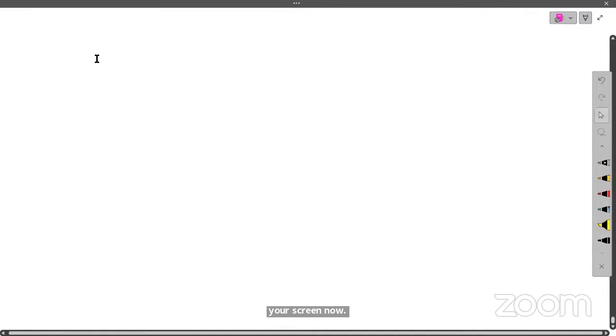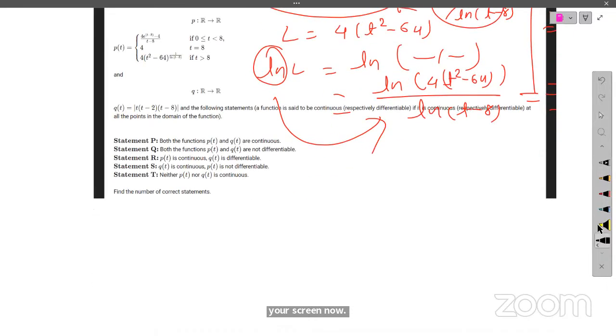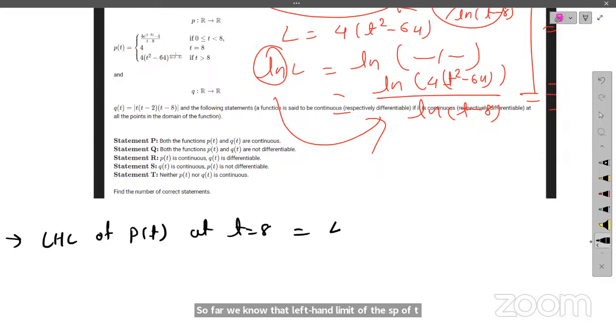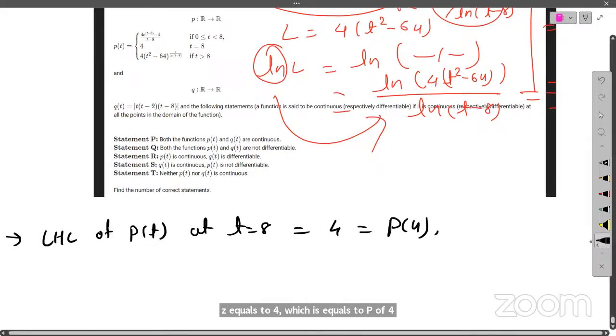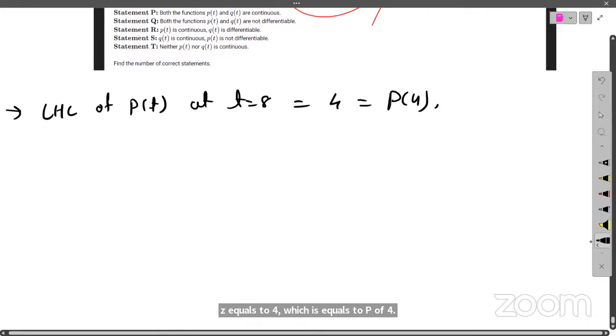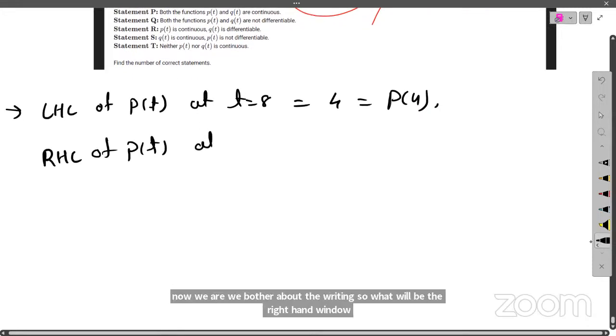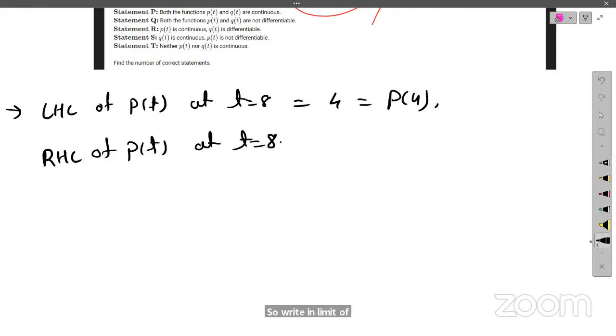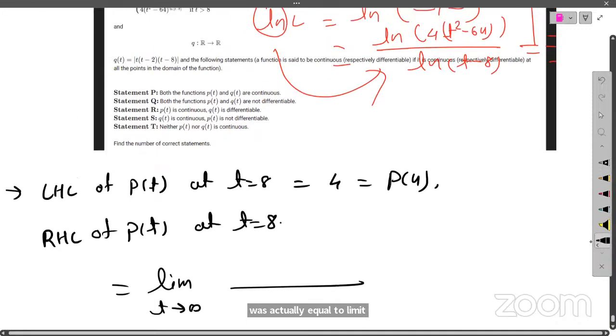So let's solve this question. So far we know that the left hand limit of p of t at t equals 8 is equal to 4, which is equal to p of 4. Now we bother about the right hand limit. So what will be the right hand limit? The right hand limit of p of t at t equals 8 is actually equal to the limit as t goes to 8 of this particular expression.